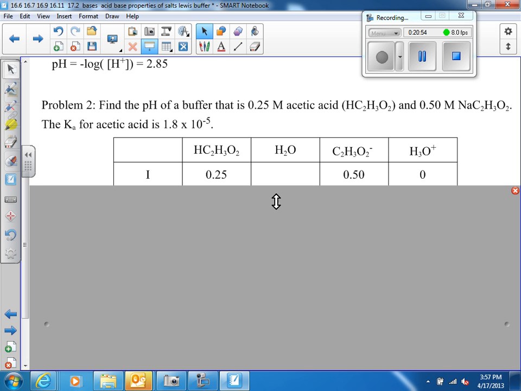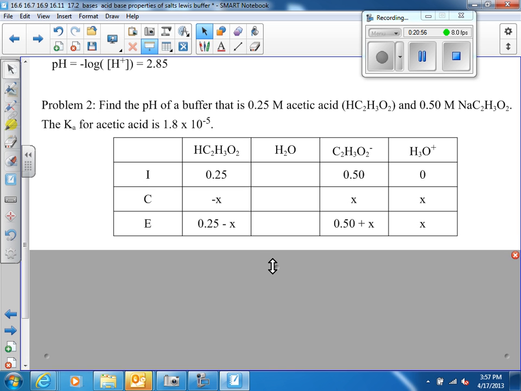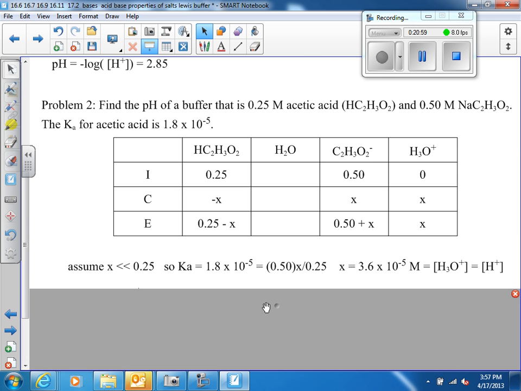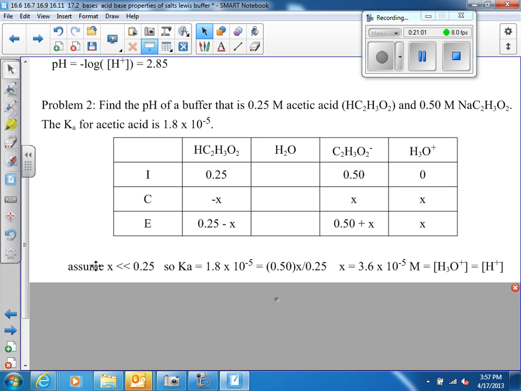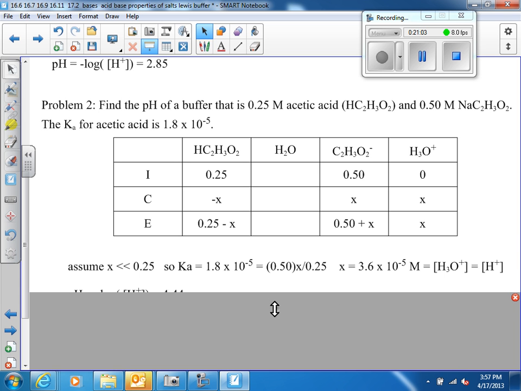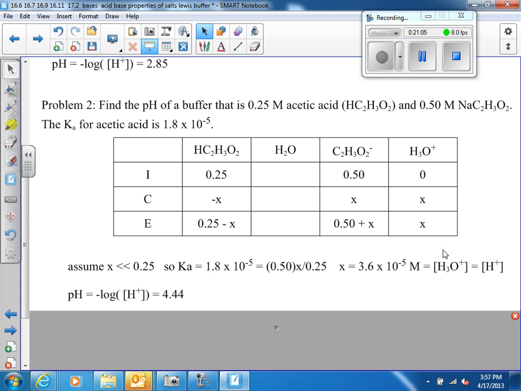And I fill in my initial concentrations, very straightforward, just like the problems we've been doing in class. Here you go. And we just take the pH, which is negative log of x, which is this number, and we get the pH. And that's it.